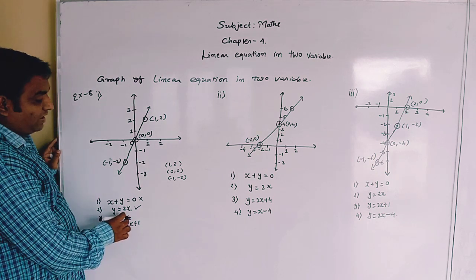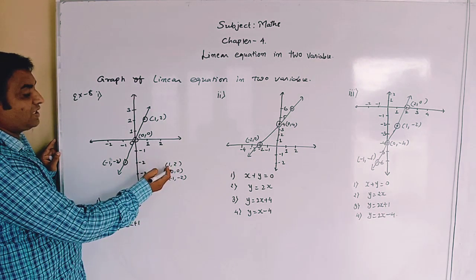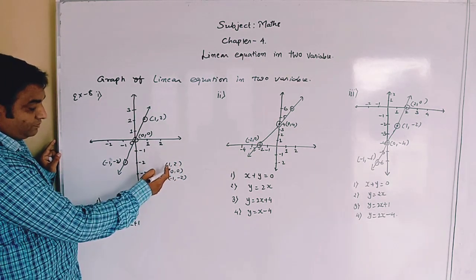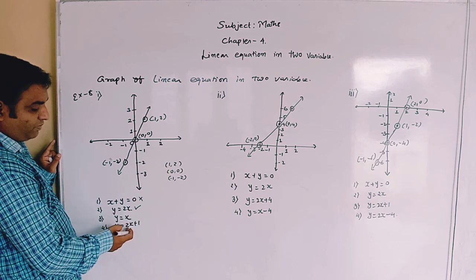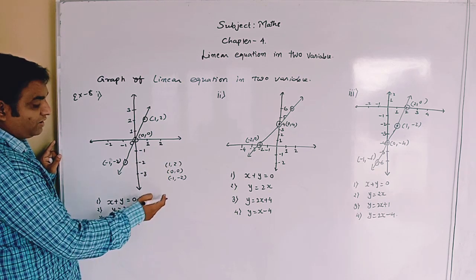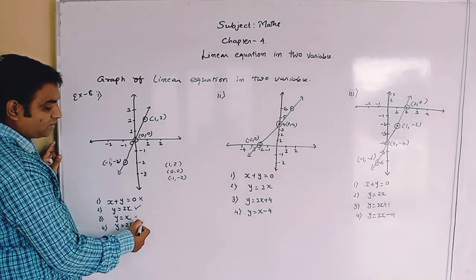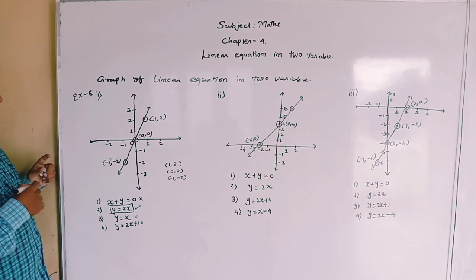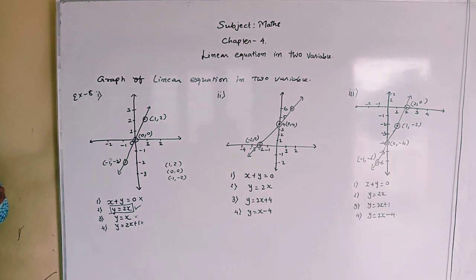Now y equals x is not possible because x and y are not equal. For the other equation, substituting x equals 1 gives 2 plus 1, which is 3, so y would be 3. So these two are not possible, and the correct equation is y equals 2x.